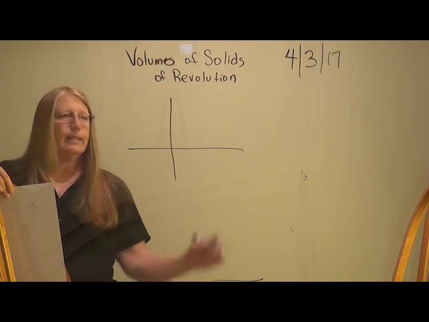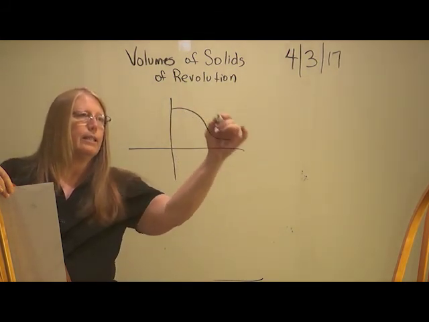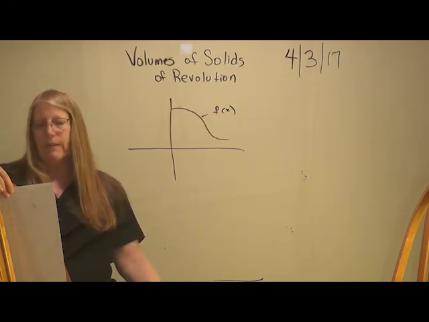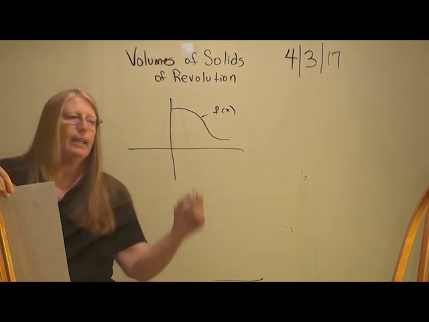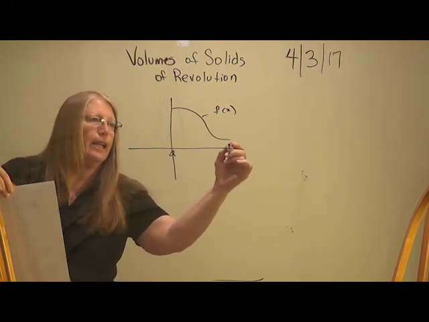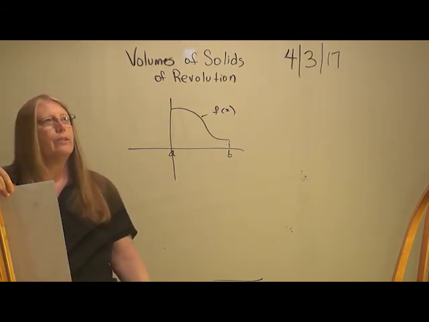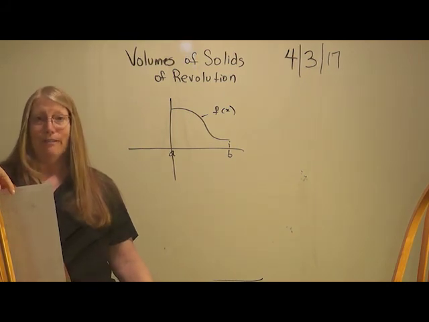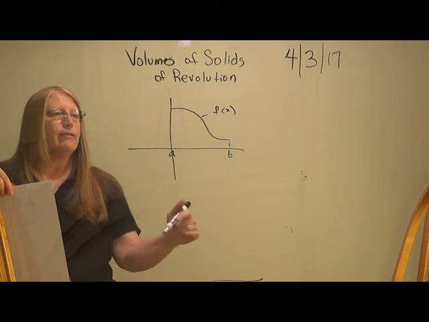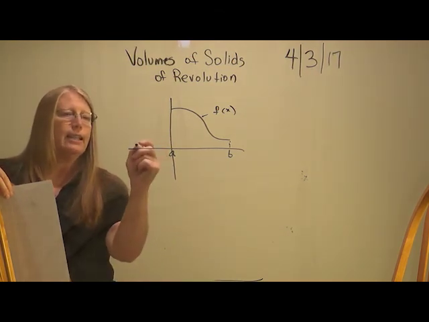And it looks like this. Suppose we have a curve that comes like this. We'll call it f of x. Alright, so f of x is our curve. And we are going to look at this curve. We're interested in it from A to B. Alright, so I promised you something was going to revolve. So I'm going to revolve this curve around an axis. So I'm going to revolve it around the x-axis.